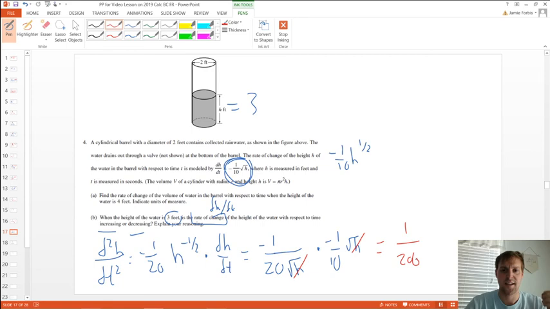So what that's saying is, no matter what my height is, my second derivative is always positive. It's always concave up. It's always greater than 0. So I'm going to say that.